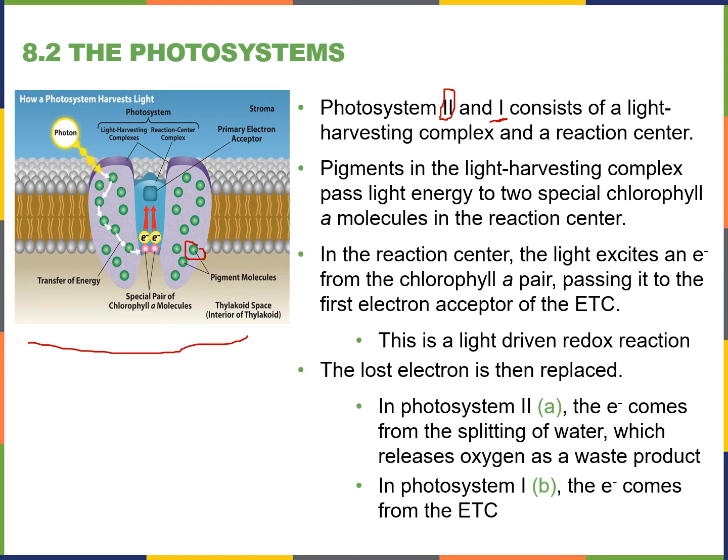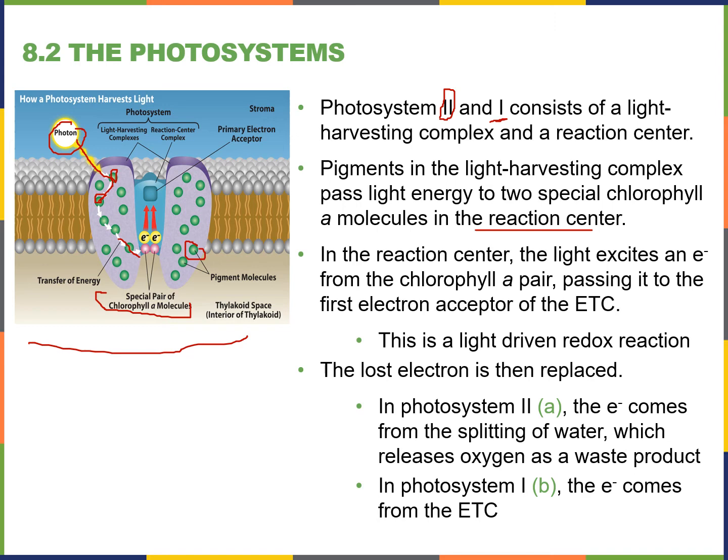So photosystem 2 and photosystem 1 both consist of a light harvesting complex and a reaction center. Pigments in the light harvesting complex pass light energy to two special chlorophyll A molecules in the reaction center. So what's going to happen in this reaction here is the photon is going to be emitted, and it is going to come in to the photosystem, and it is going to interact with these pigment molecules. The pigment molecules are going to transfer the energy to other pigment molecules, and then eventually it's going to come into contact with these special pairs of chlorophyll A molecules in the reaction center.